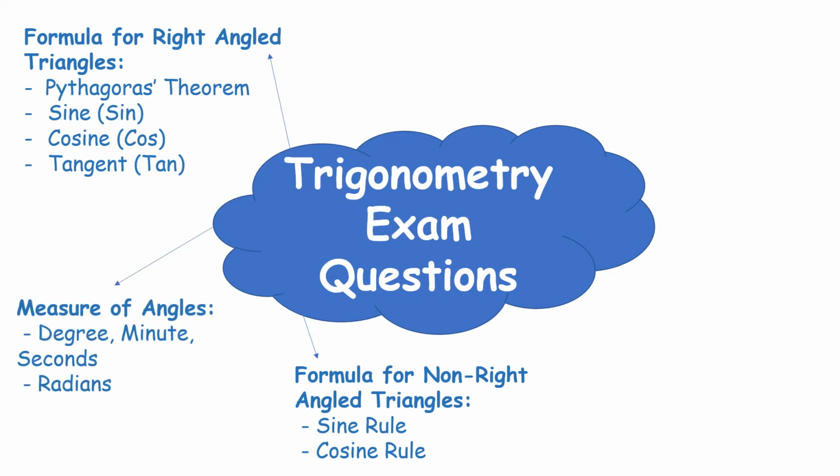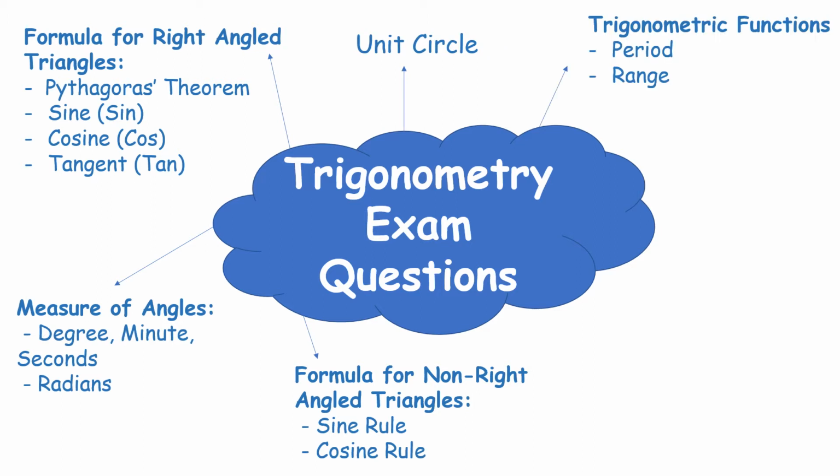We look at then the measure of angles. So they can be measured in degrees. Degrees can then be broken down further into degrees, minutes, seconds, and then there's also radians. We'll look at the unit circle and we'll look at trigonometric functions. So specifically understanding the difference between the period and the range, how to get that from the graph, and how to take that if you're given the actual function to draw the graph.